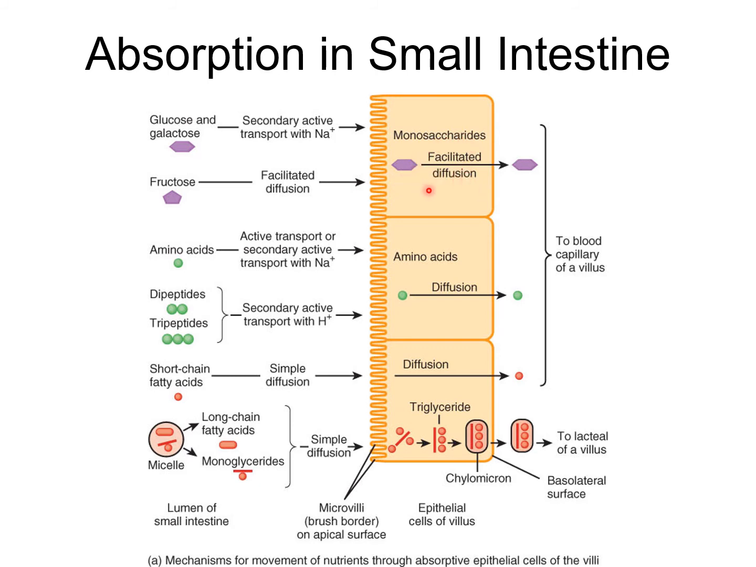they lead to a high concentration inside the cell, and usually a concentration-dependent mechanism, facilitated diffusion or diffusion, moves them into interstitial fluid and eventually into the blood. So this is the absorption of simple sugars, amino acids, and dipeptides.